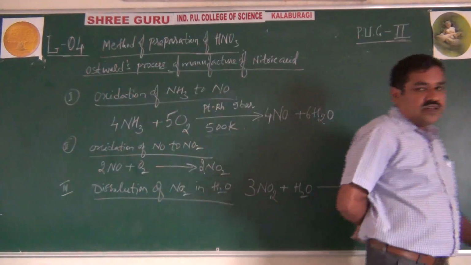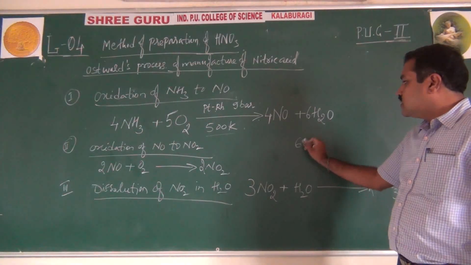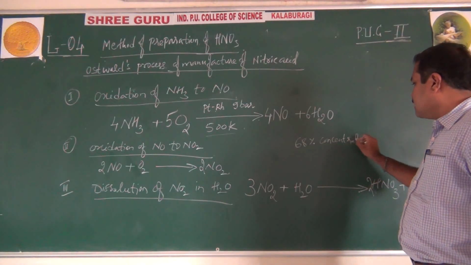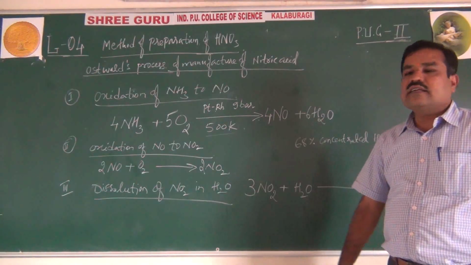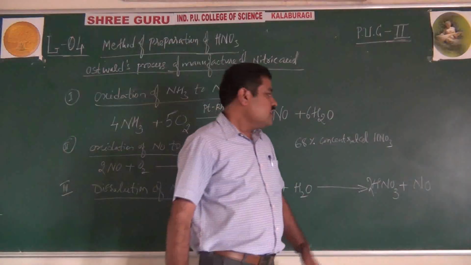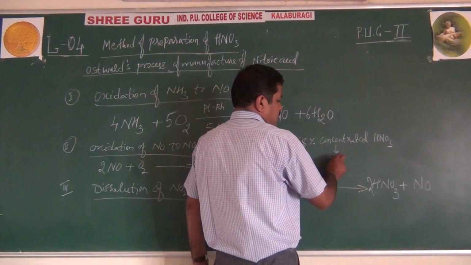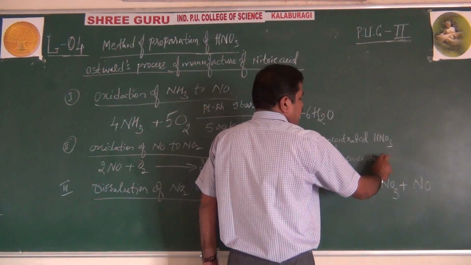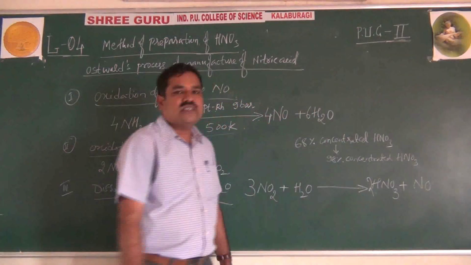And here we purify this, it is subjected to fractional distillation. We get 68% concentrated nitric acid. This is called laboratory grade nitric acid. Whatever we use in the laboratory for practical purposes is 68% concentrated nitric acid. Further it is concentrated even to 98% concentrated nitric acid by further fractional distillation.